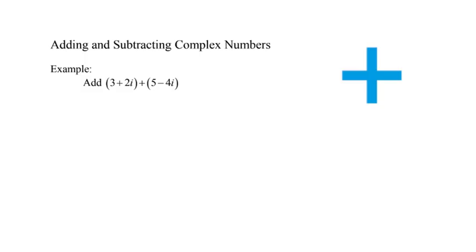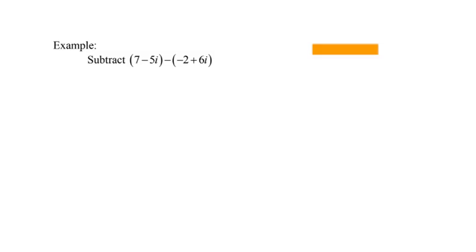Put the like terms together. I'm going to put the real things first. 3 plus 5 plus 2i minus 4i. Okay, combine. 3 plus 5 is 8. 2 minus 4 is negative 2 with an i. That is your final answer. So it's really easy. You know how to combine like terms. You know how to put things together, add, subtract. It's just instead of x's and y's and z's, now we have i's. Same process.